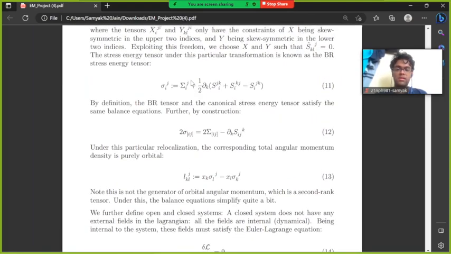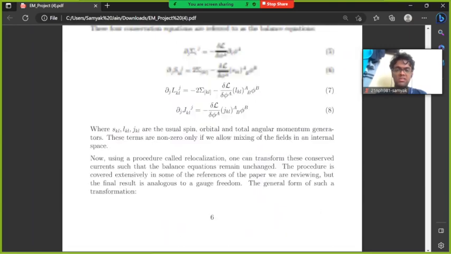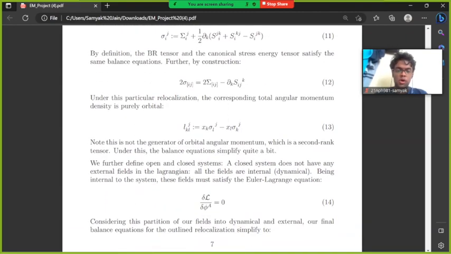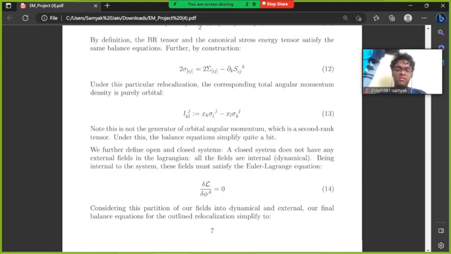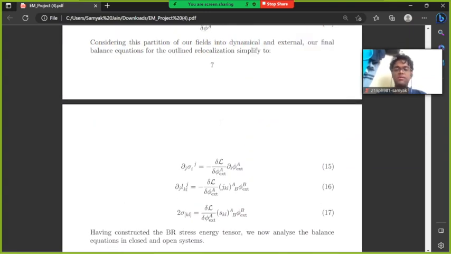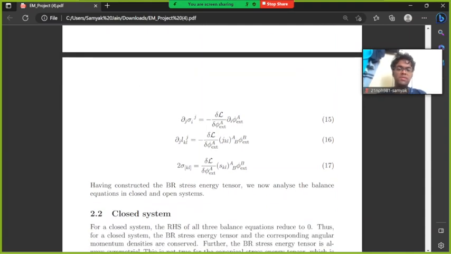And since the RHS of our balance equations in equations number 5 to 8 have this Euler-Lagrange equation term, the new balance equations will have non-zero terms in the RHS only for the external fields. So first taking the new relocalization to the BR tensor and then imposing this internal and external partition of fields, the final balance equations we obtain are 15, 16, and 17.